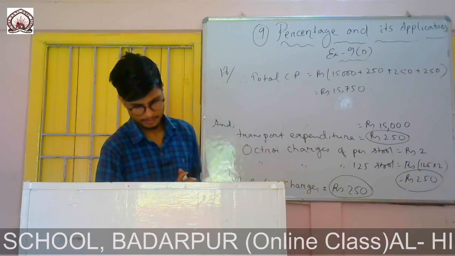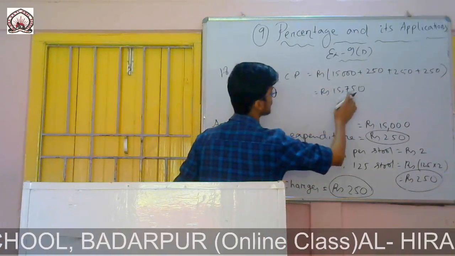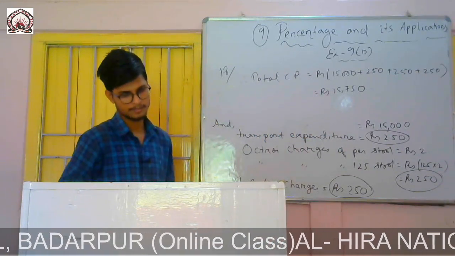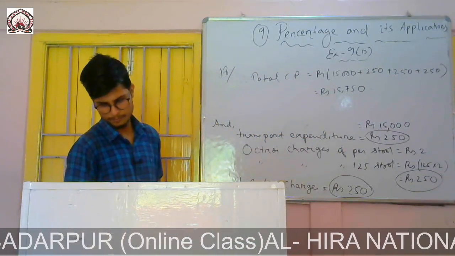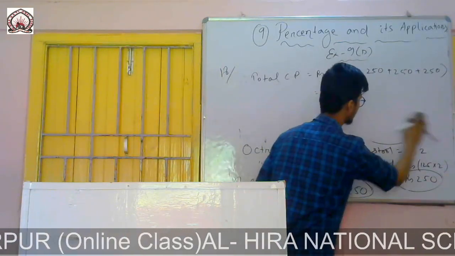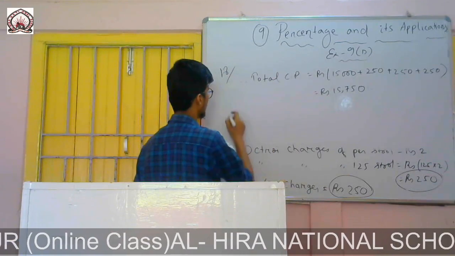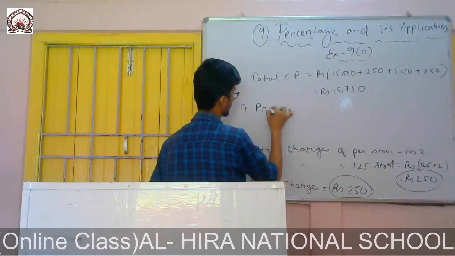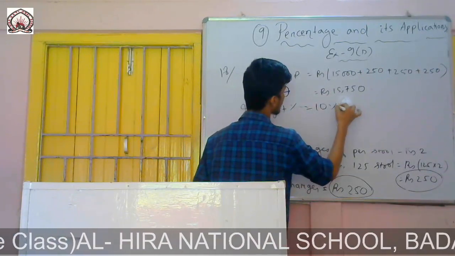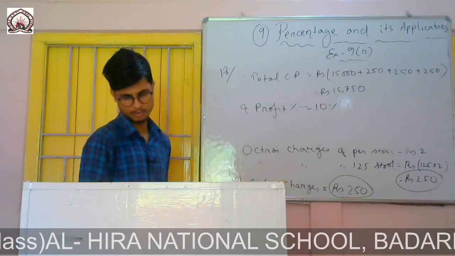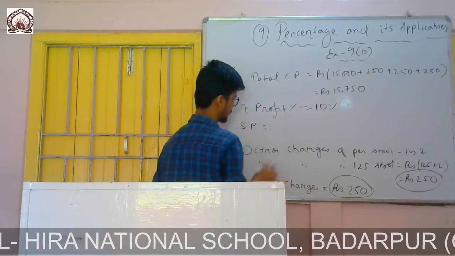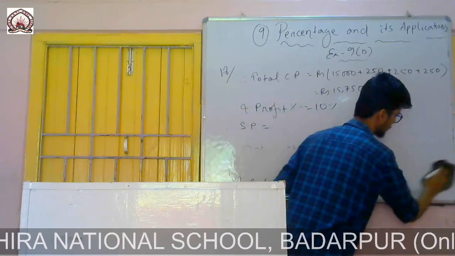So now, given that this is our CP, it is 15,750. This is our cost price, and the gain percent, the profit percent, is given as 10%. So we will find the selling price at a rate of 10% profit. Profit percent equals 10%. Therefore SP will be equal to, we know the formula of SP.